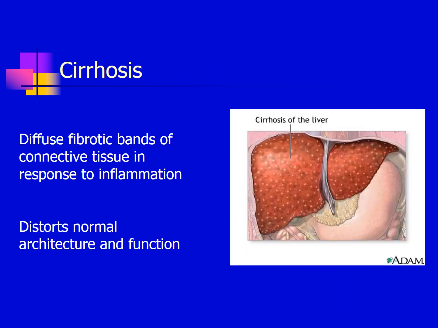Cirrhosis of the liver. See the diffuse fibrotic bands of connective tissue in response to the inflammation. It distorts the normal shape, right? Because see, a normal liver is kind of smooth, right? So it distorted the shape. The liver regenerates, but when it becomes cirrhotic, that ability to regenerate is gone.